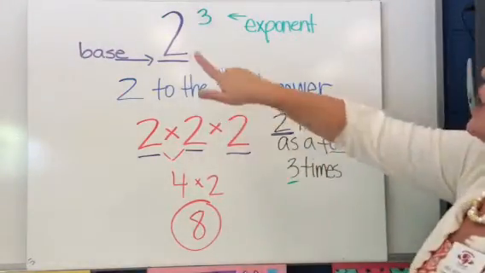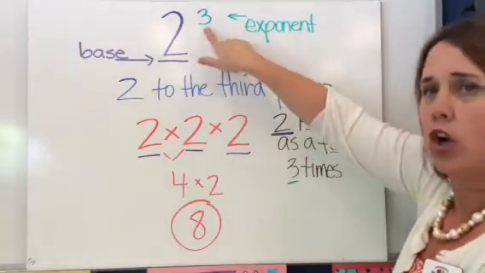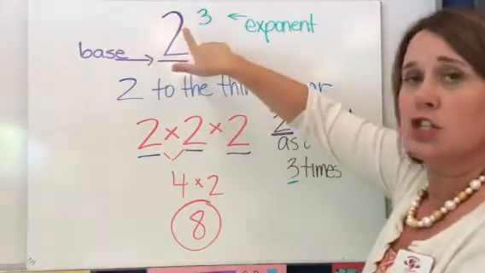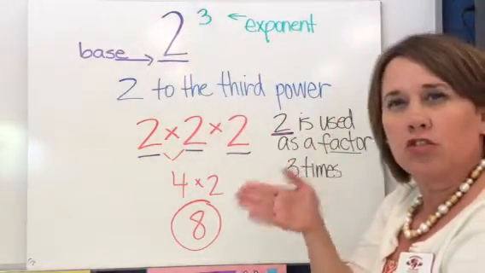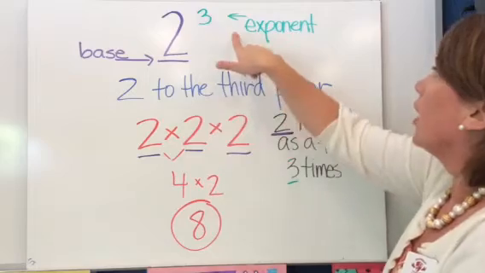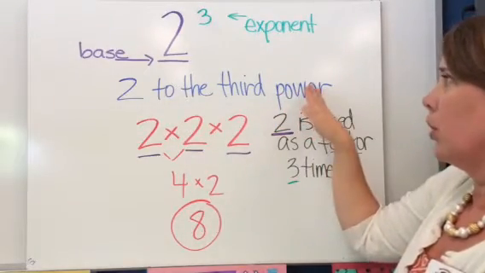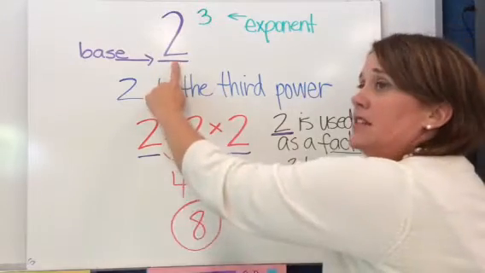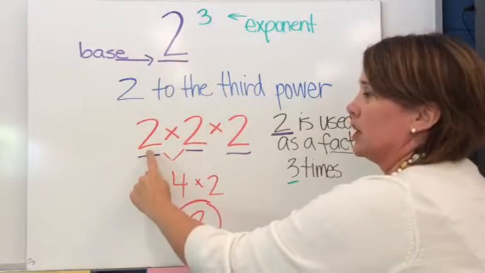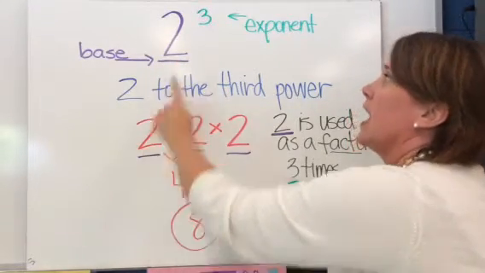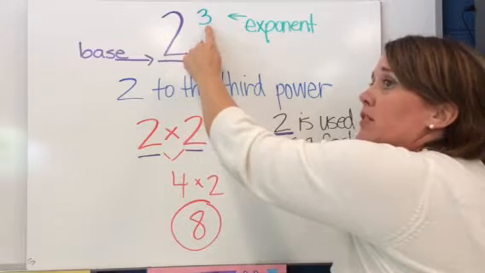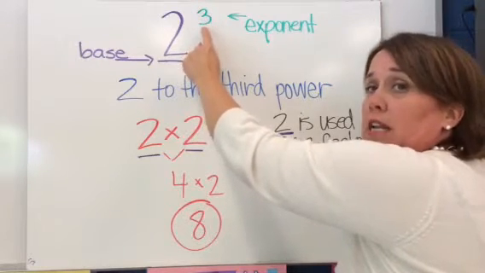Another example, 2 to the third power. This time our base is 2. That means it's going to be the one that's used as the factor, and our exponent is 3. And so I read it 2 to the third power, and it means that my base is 2, or my factor, and so I'm going to do 2. And how many times is 2 going to be a factor? It's going to be a factor 3 times.